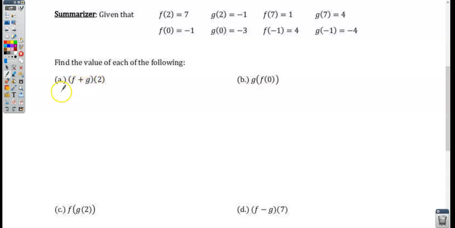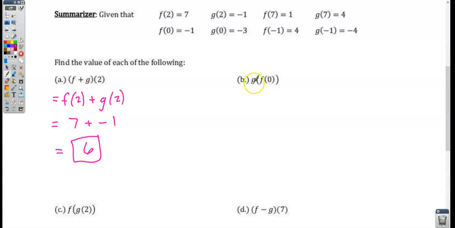Finding f plus g of 2, that's equal to f of 2 plus g of 2. And then we can look those values up at the top of the page. F of 2 equals 7. G of 2 equals -1. 7 plus -1 equals 6. So that's the value of f plus g of 2. G of f of 0, this is a composition. So we need to work on the inside first. We need to find out what f of 0 is. F of 0 is -1. So we'll replace f of 0 with a -1. Now this tells us to find g of -1. G of -1 is -4.